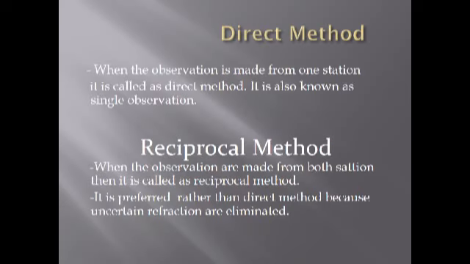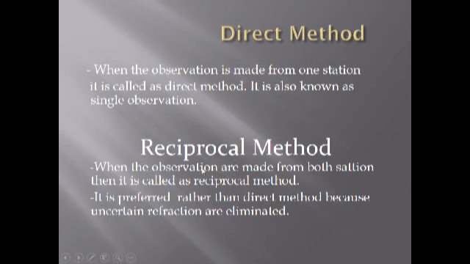This is a type of method, the direct method. When the observation is made from one station, it is called the direct method. It is also known as a single observation. Reciprocal method is another type of method. When the observations are made from both stations, it is called the reciprocal method. It is preferred over the direct method because uncertain refraction is unlimited.